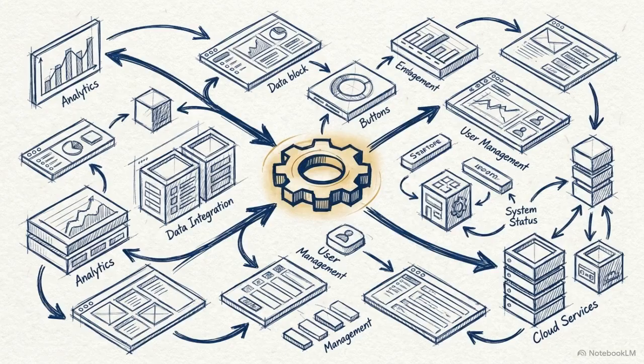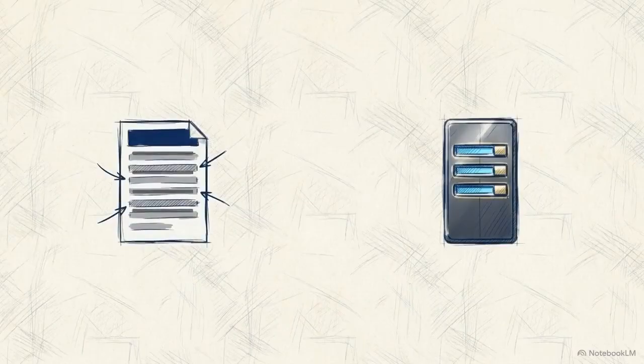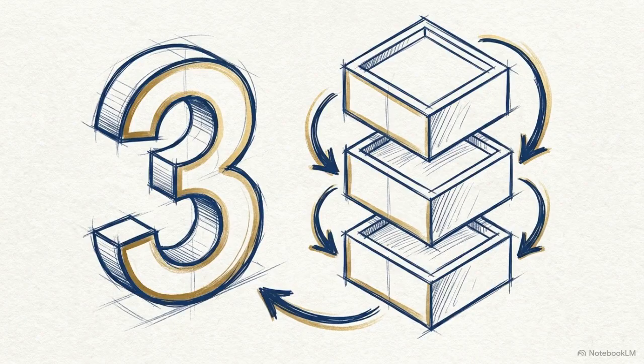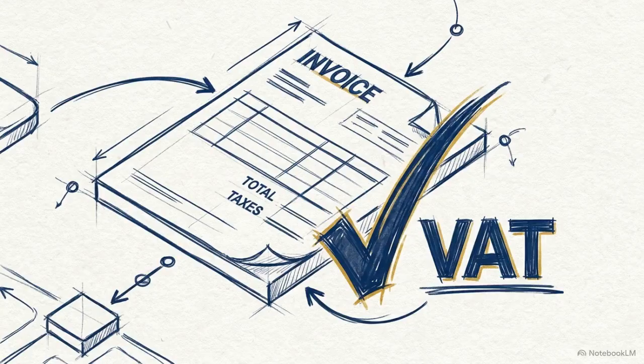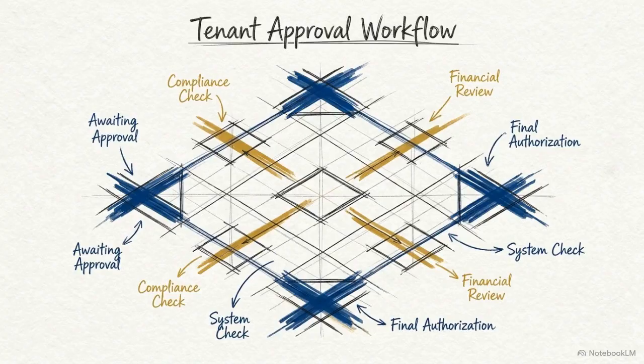To solve this, we will use this dashboard to access the Real Estate General Settings window. Here, we digitize your corporate policies directly into the system. We have three primary goals for this setup. First, we will lock in precise contract timelines. Second, we will automate VAT calculations. And third, we will deploy a strict tenant control matrix.